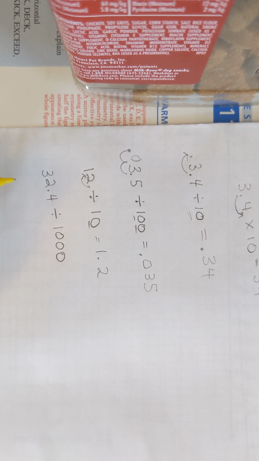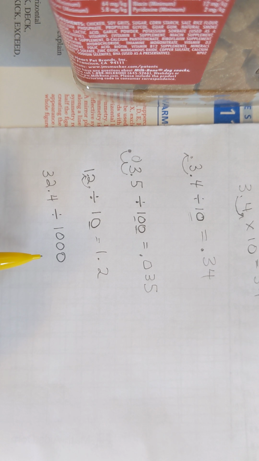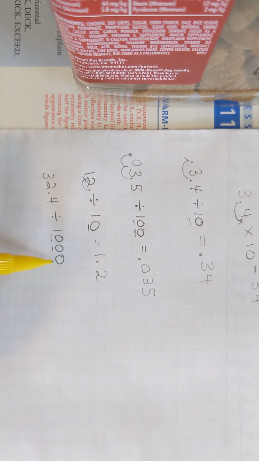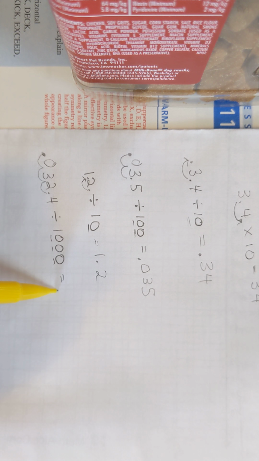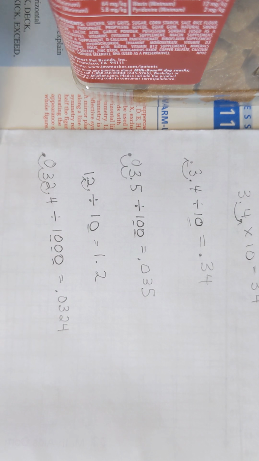Last one, I have 32.4 divided by 1,000. All right, I have 3 zeros, so I'm going to move my decimal point 3 places to the left. 1, 2, 3. I have a gap here. Have to add that 0 in. So my answer is 0.0324. And that is dividing by tens, hundreds, and thousands, and using zeros as placeholders in division. Have fun!